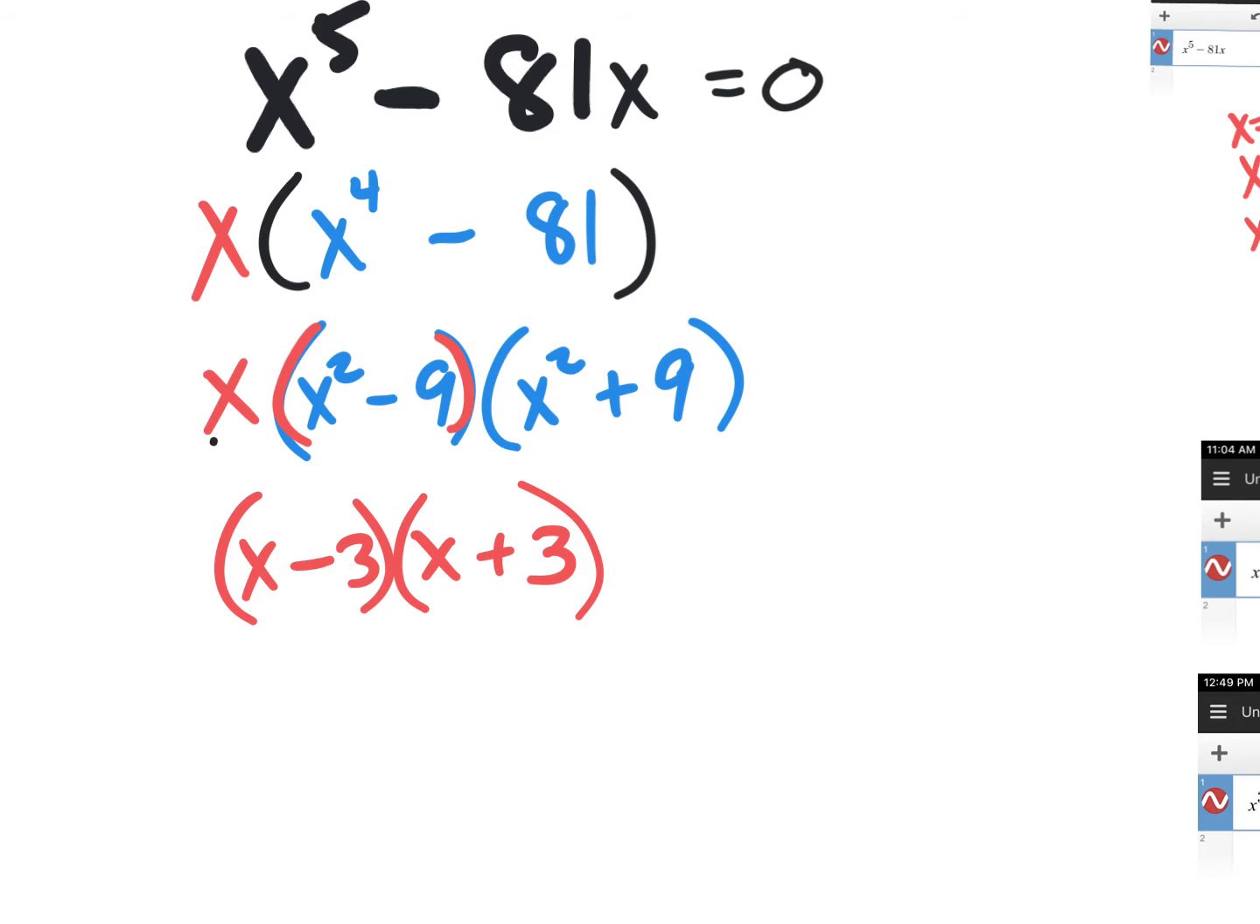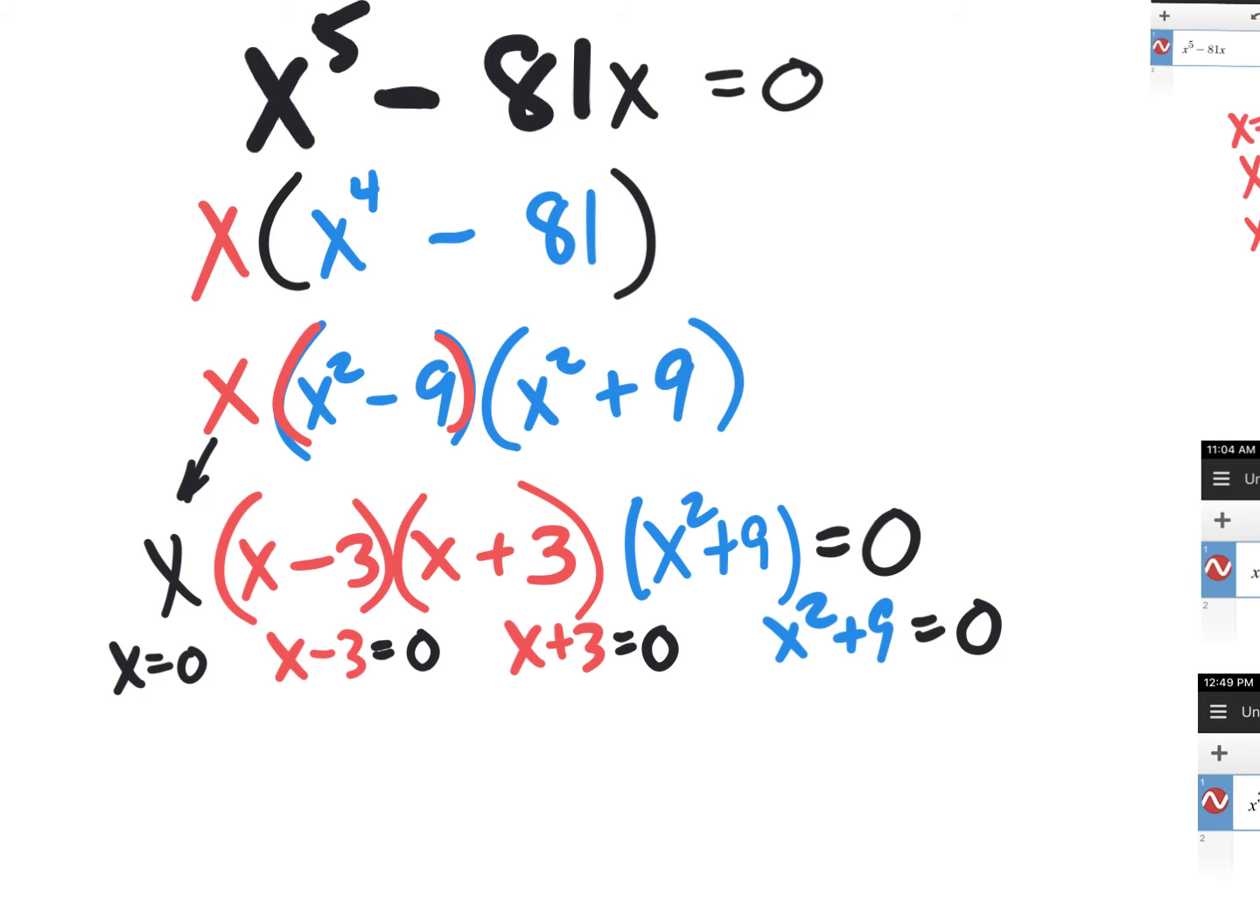And of course, we have the x in the front, and we also have the x squared plus 9 at the back. And of course, this is the same thing as this. It's just in factored form. Why would I want it in factored form? Because if it is equal to 0, which it is, we could split them up and solve each of them.